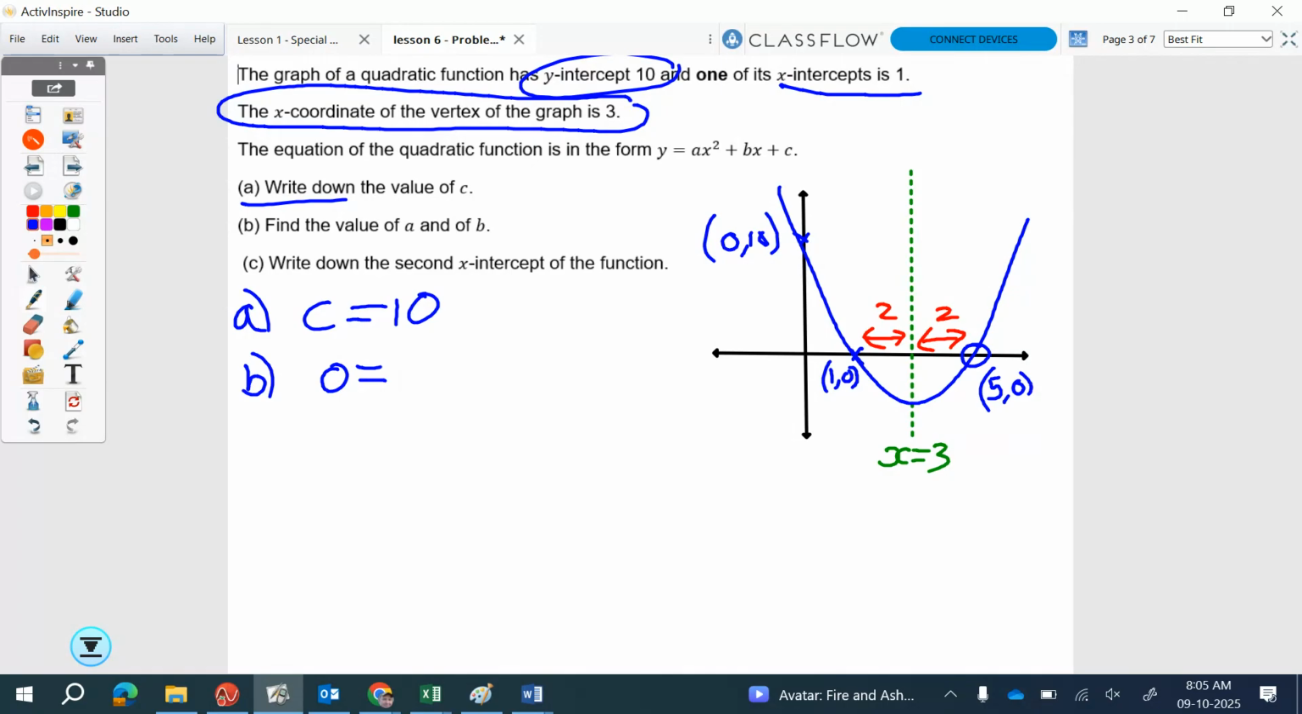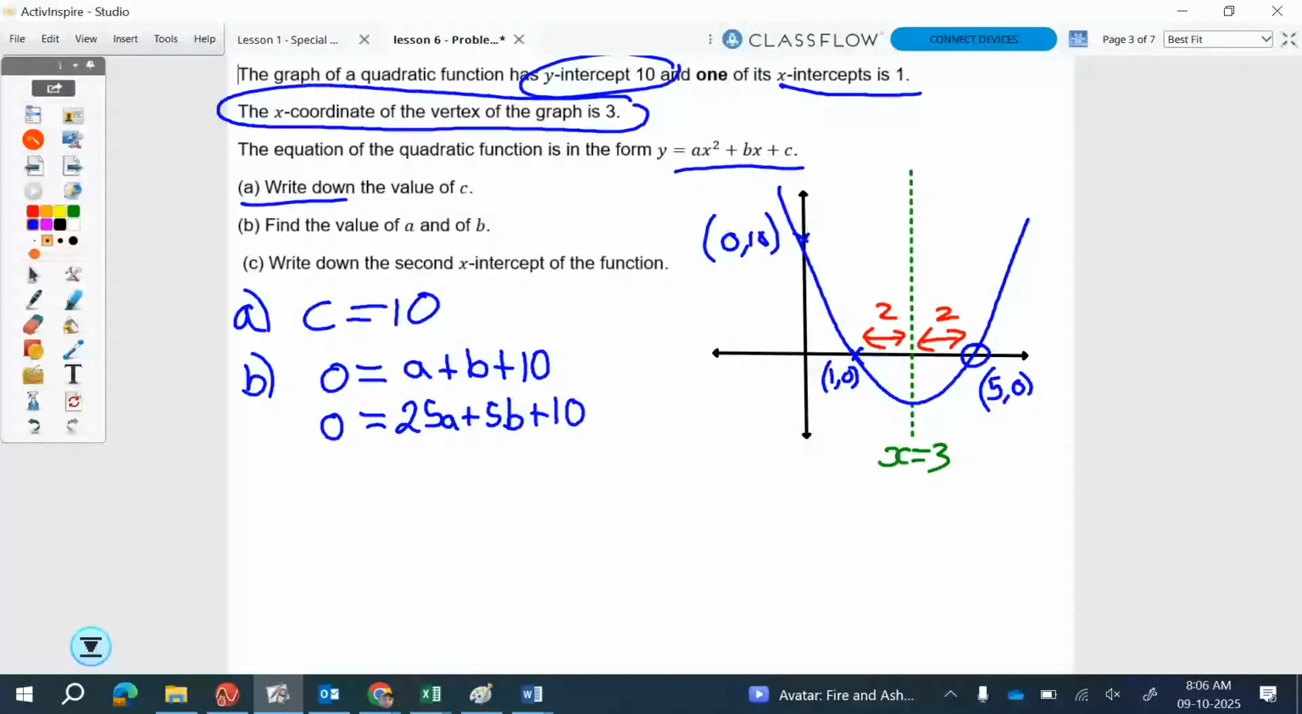So that's going to give us 0 equals A plus B plus 10. Our second one is at 5. That's going to give us 0 is equal to 25A plus 5B plus 10 as we put them into the equation here.